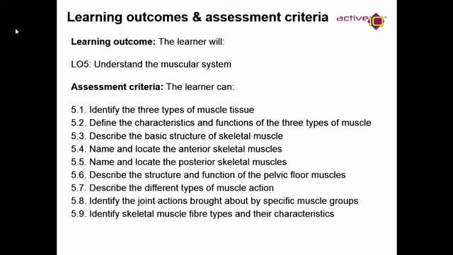We're going to do 5.6, which is describe the structure and function of the pelvic floor muscles. 5.7, describe the different types of muscle action. And we're going to identify the joint actions brought about by specific muscle groups. And then finally, last of all, we're going to identify skeletal muscle fibre types and their characteristics. And it is a bit of a longer one today, so make sure you've got enough time. Make sure you've got your notepad ready and let's get started.